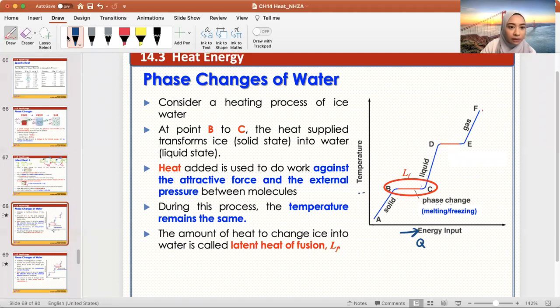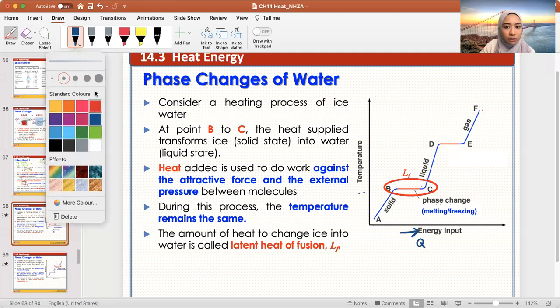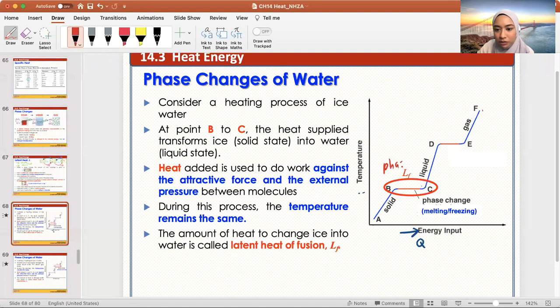Okay, so let's label that. Phase change. Okay, you guys know this. So this is MC delta T. This is ML, MC delta T, ML, MC delta T. Okay, so phase change ML, increasing temperature MC delta T.